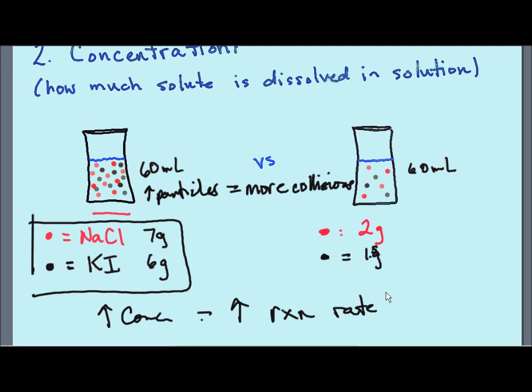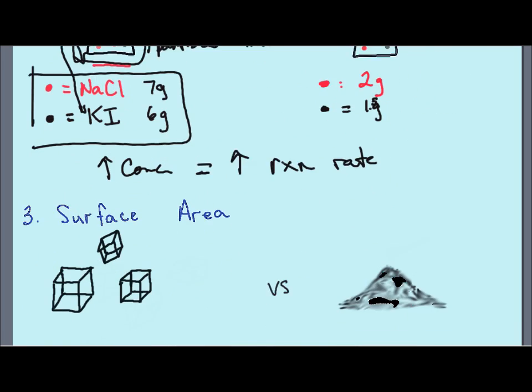So concentration just means we have more of the solute, and in this case our solute is going to be sodium chloride and potassium iodide. So if we have more solute dissolved in solution, you're going to have a higher concentration. When you have a higher concentration, you have a higher reaction rate. So in this case we've got 7 grams and 6 grams. This one we only have 2 and 1.5. So this beaker is the one that's going to react faster. Alright, and that's the second factor that's going to affect rates of reactions. Let's move on to the third.